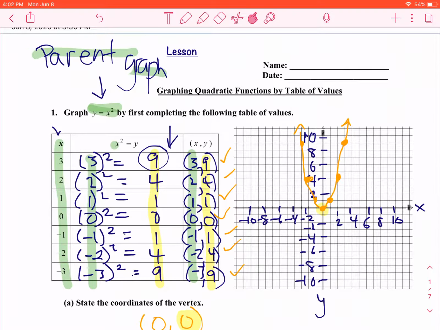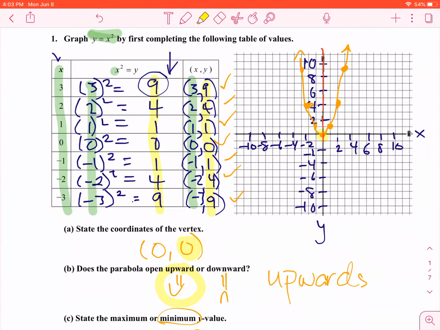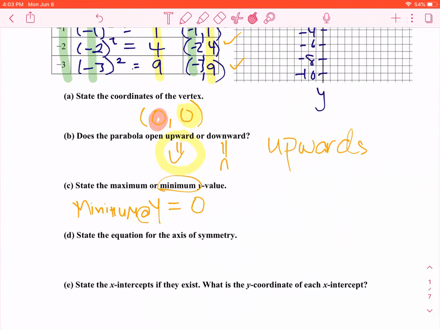State the equation for the axis of symmetry. Okay, so if I was to draw a dotted red line down the middle of the parabola, and remember, that's also the x part of your vertex. Okay, so in that case, that will be x equals 0.